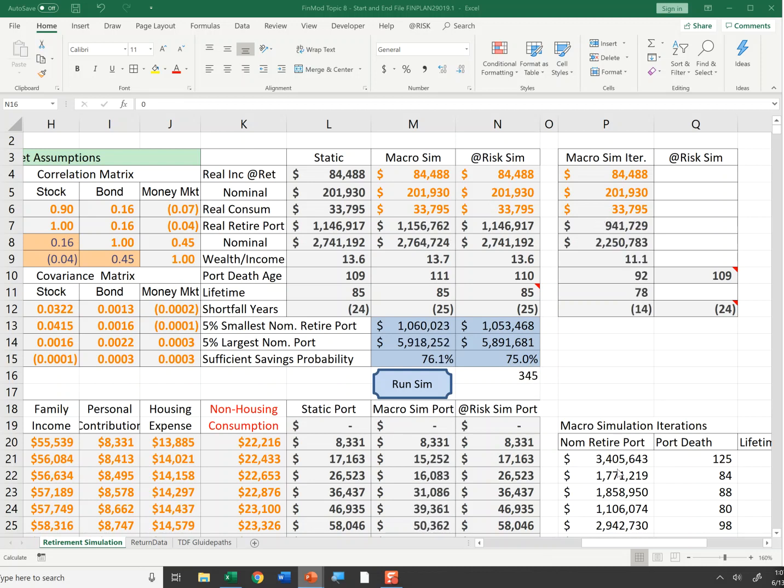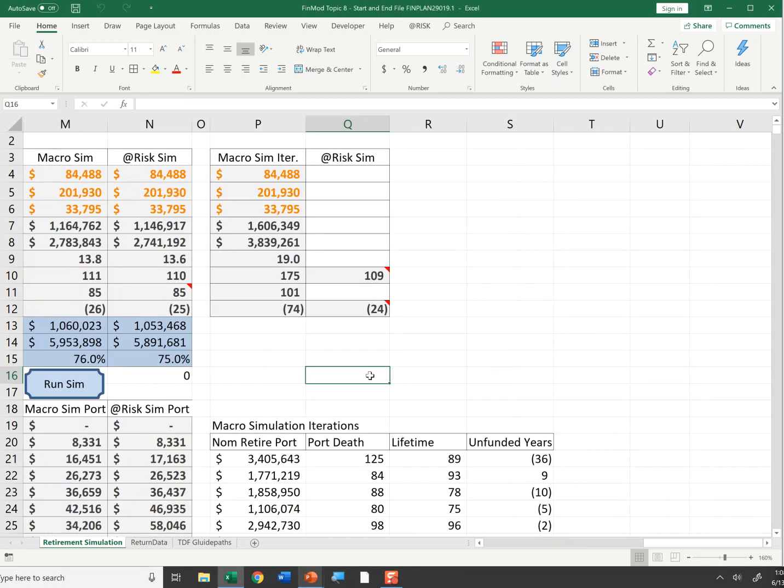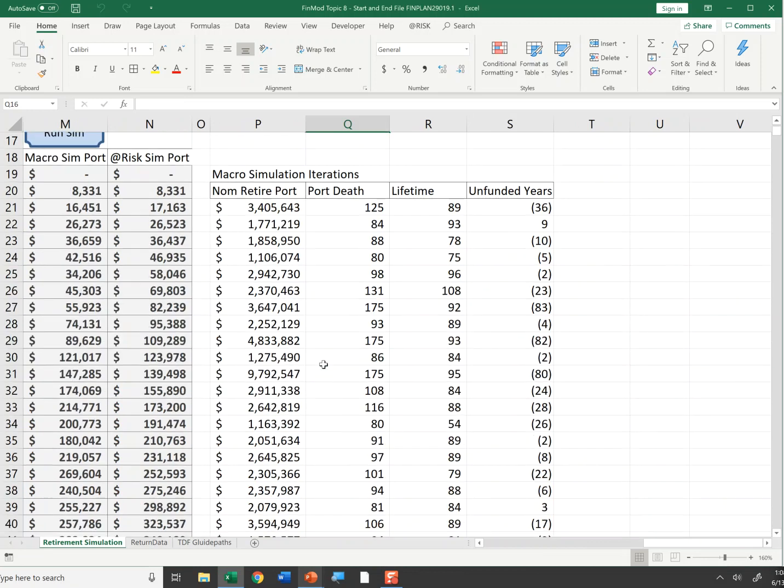You can see my first 5 possible lifetimes, $3.5 million, which is, again, a little bit higher than the average of 2.7. 1.7 million, a little bit less. 1.8, a little bit less. 1.1, a little bit less. 2.9 is a little bit more than average. So, all right, now we're all done. I now have 5,000 possible lifetimes here.